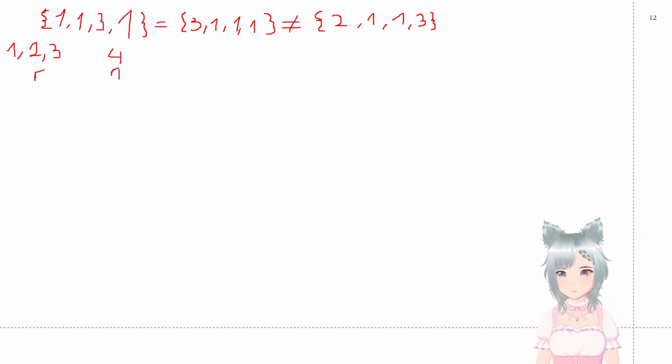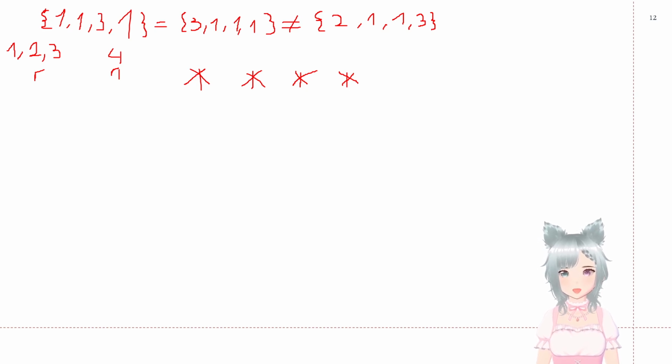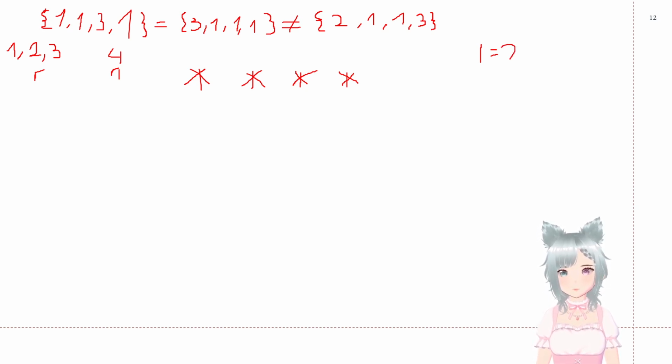So we can look at this as having n amount of stars. So we have 4 stars. And now we feature our lines. We have n minus 1 amount of lines, so we have 3 lines. No, we have r minus 1. We have r minus 1 lines, so we have 2 lines.